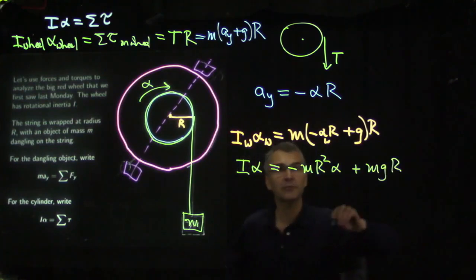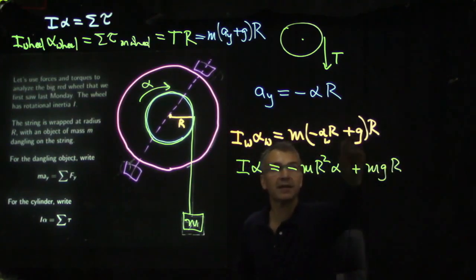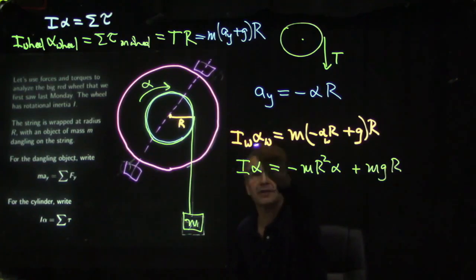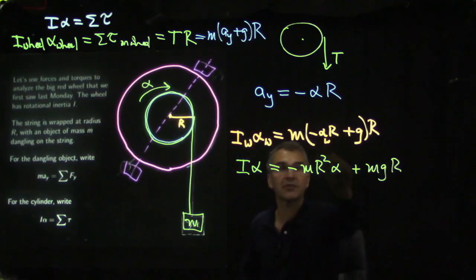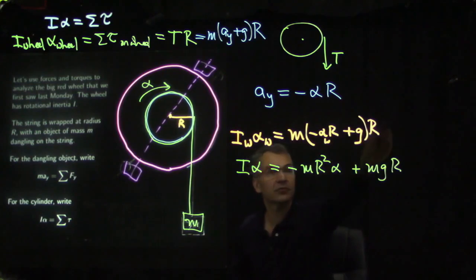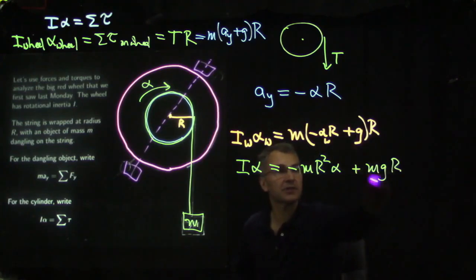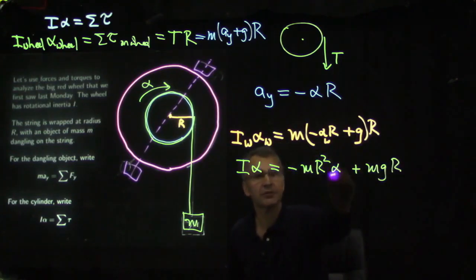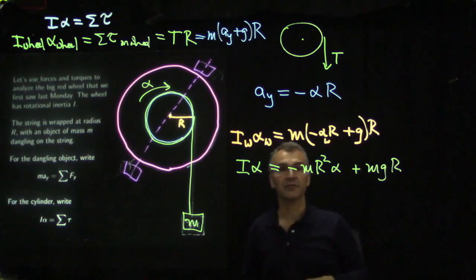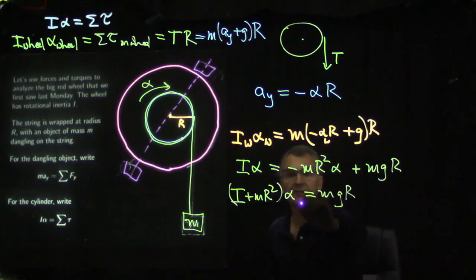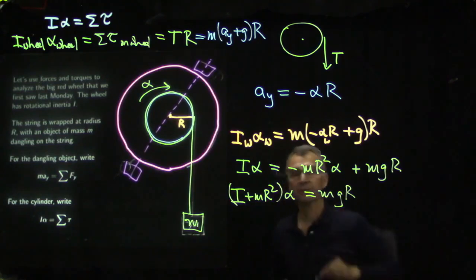Dropping the w subscript and just multiplying everything out on the right-hand side, we have I times α on the left side equals, so this term is a minus sign, minus m, and this other r gets distributed. So we have minus m r squared α, and then plus m g r. Then we can move this m r squared α term over to the left side to join the other term that has alpha. Now we have alpha isolated, so we can just divide both sides by I plus m r squared.